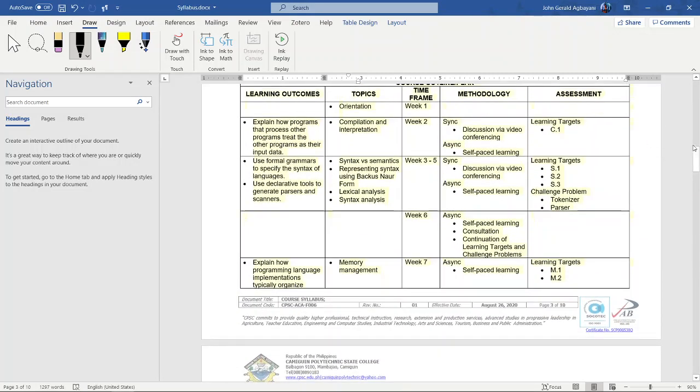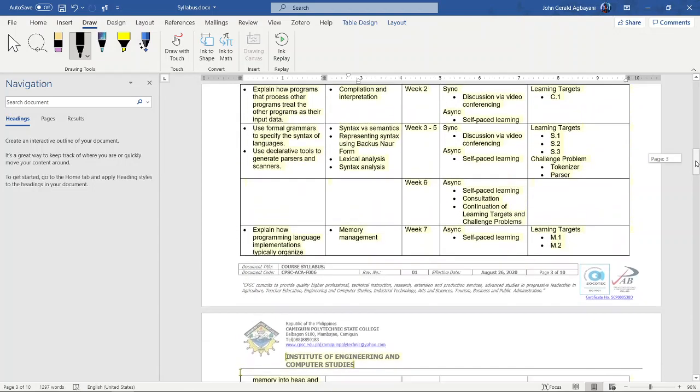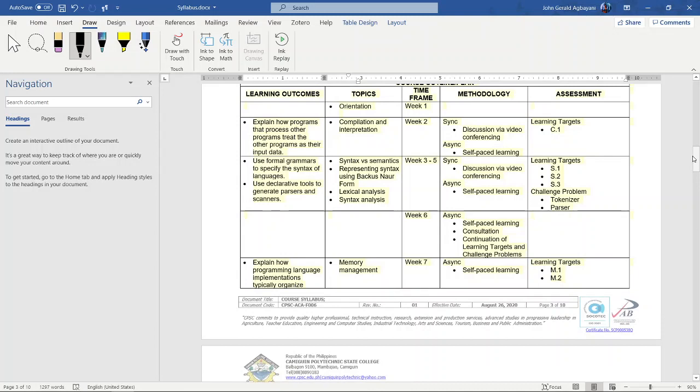So we're currently, last week, I gave you the module for compilation and interpretation. I hope you read it. Then we're currently at week number 3, and for week number 3, our discussion is about syntax and semantics, Backus-Naur Form, and lexical analysis. Next week, it would be about syntax analysis.